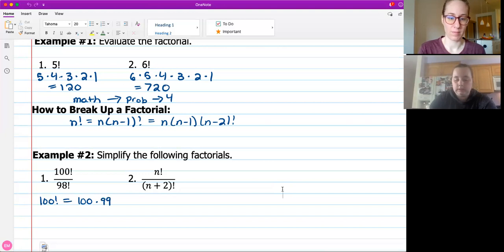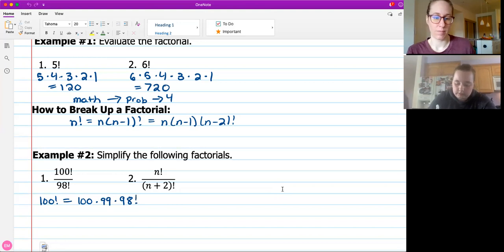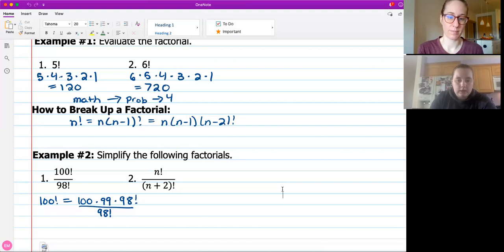And then we can do, let's go one more. So let's do 98. So n minus 2 and then factorial there. Because we have a 98 factorial there, we can just write it like that. And then those factorials cancel out. The 98 factorial on top and the 98 factorial on the bottom cancel out because they're the same number. So we would have 100 times 99, which is equal to 9900. And that would be our answer for number 1.